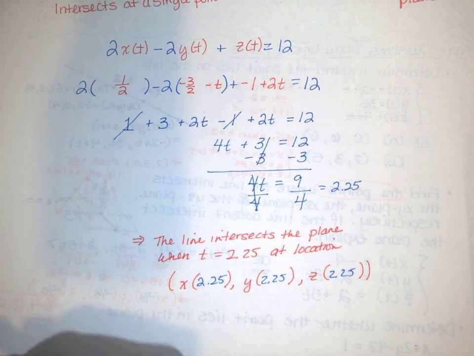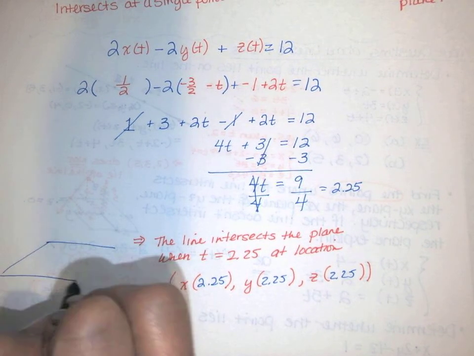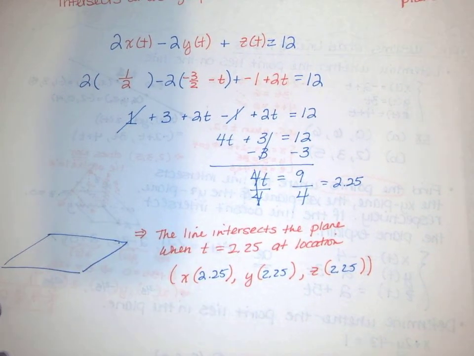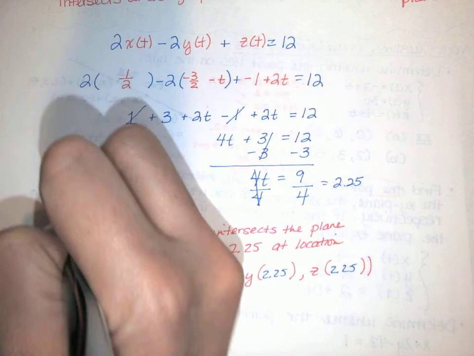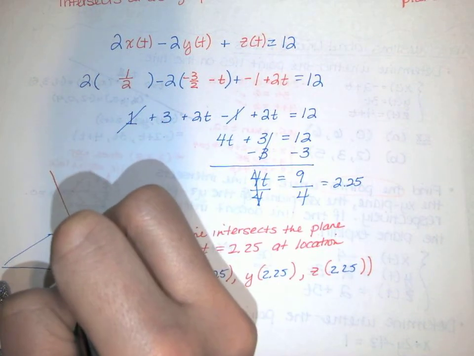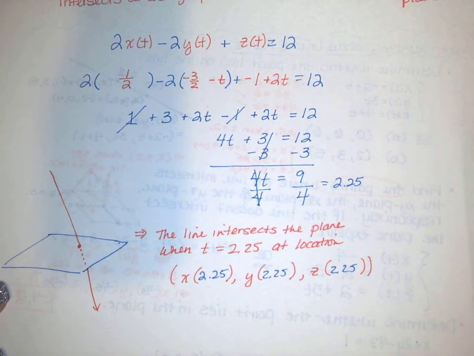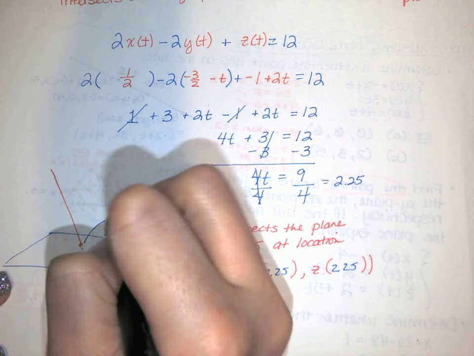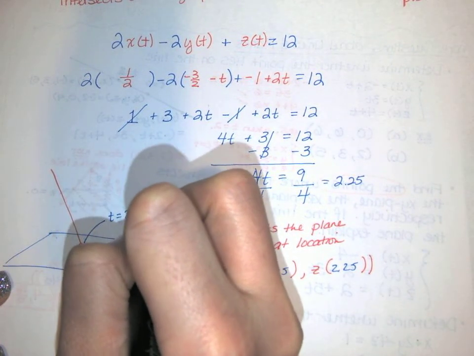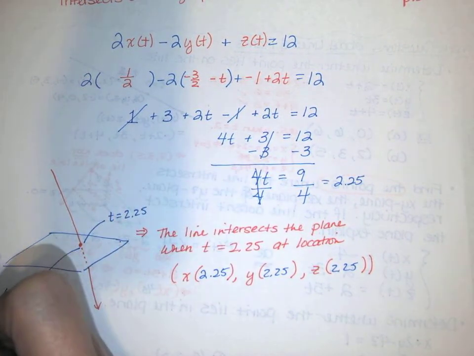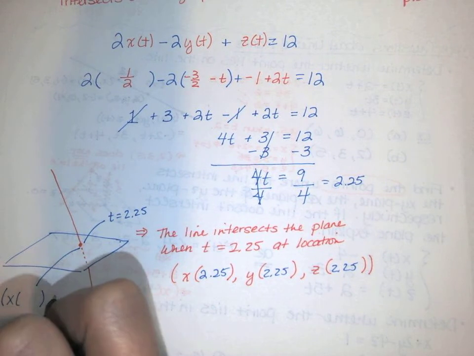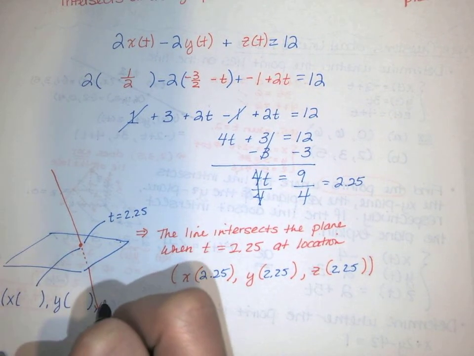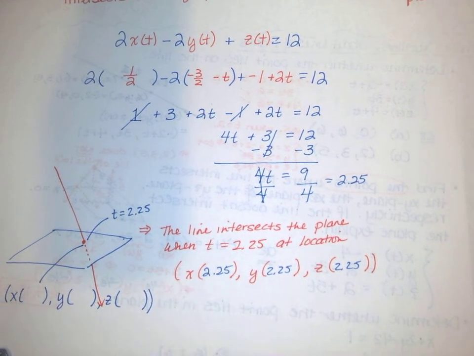And I'm just going to draw another cartoon. Here's my plane. Here's my line. It's supposed to be straight. At t equals 2.25, we're right here. What's the location of that point? It's x of 2.25, y of 2.25, z of 2.25.